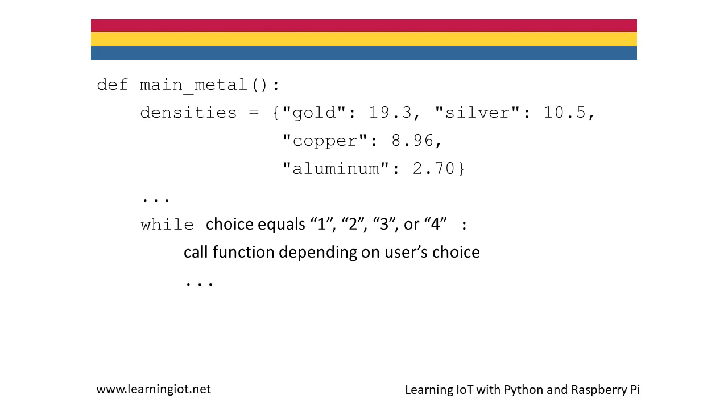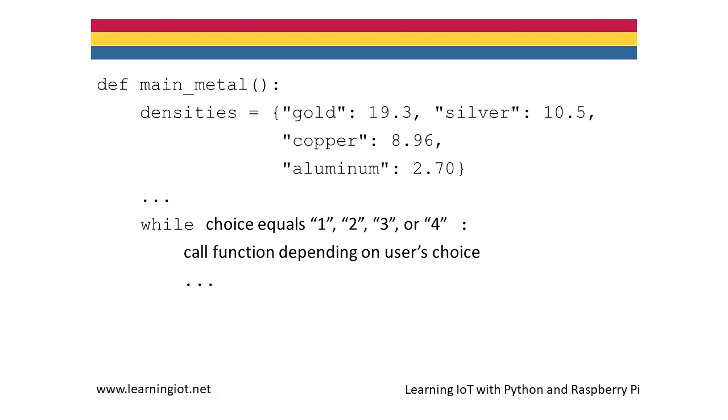We'll outline the main_metal function. We'll name the dictionary that contains the mass density of each metal densities. Note that in this example, we won't follow the convention of naming dictionaries with the _dict suffix. The mass density dictionary will initially contain gold, silver, copper, and aluminum. We'll place this assignment statement at the beginning of the main_metal function.